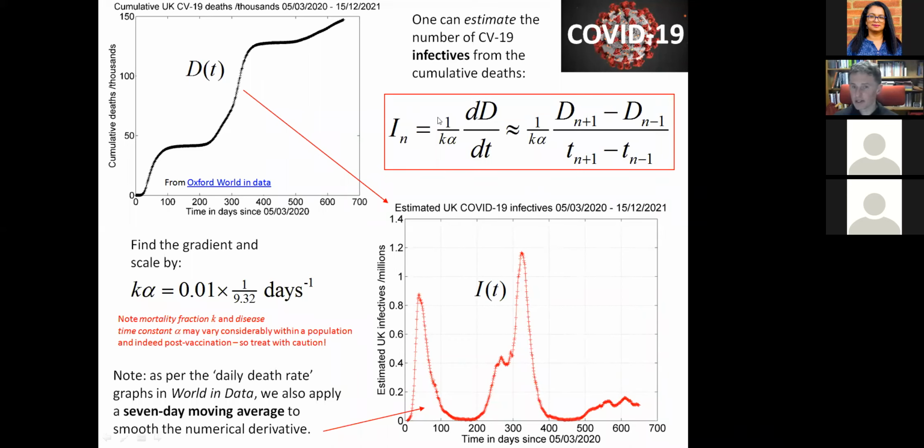But nonetheless, at least it gives you some idea of how we can use a gradient method to get from something which we're fairly certain about to something which we could not measure, because you can't test everybody, but which gives us an idea of how many people may have had the disease. And now you can start to see the peaks and the troughs, etc.